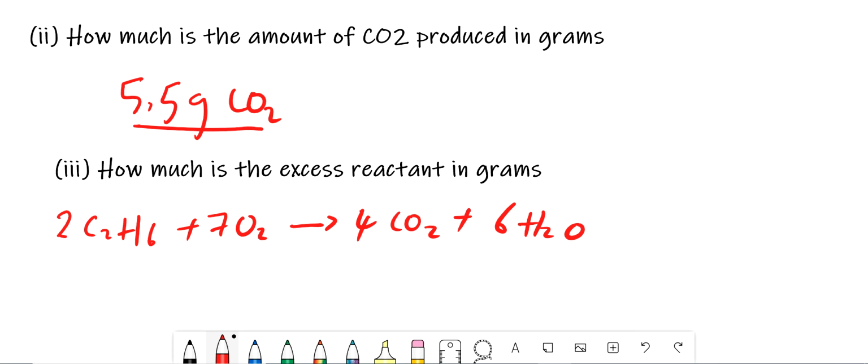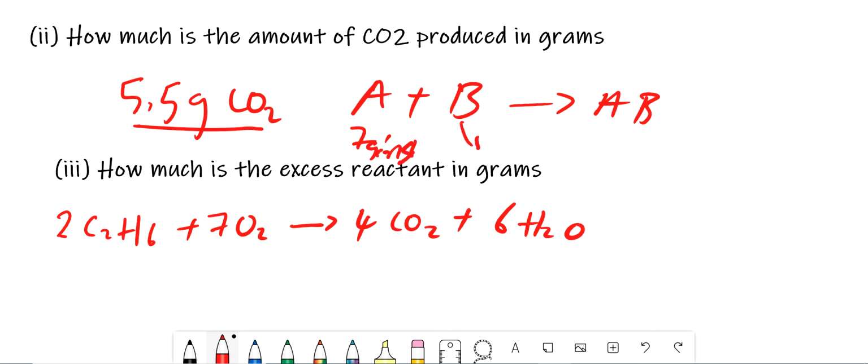For example, let's say we have A plus B forming AB. Let's say A is girls, so we have 7 girls, and let's say B is boys, so we have 5 boys. How many couples will we have? The number of couples will be determined by the limiting, which is boys. The boys are fewer in number compared to girls, so we'll have 5 couples and 2 girls will remain without a boyfriend. So how many couples again? As a product, you will have 5 couples. So the product is always determined by the limiting reactant.